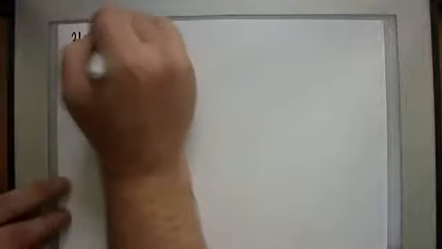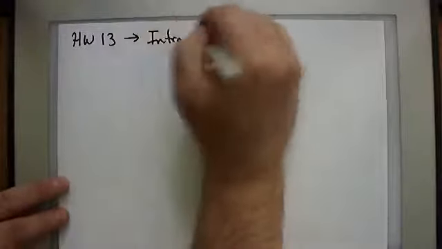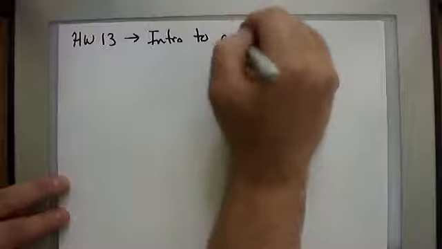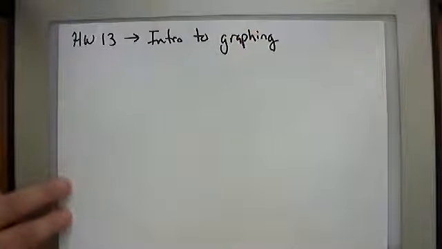All right, all. This is homework 13. Probably going to be the shortest homework we have in the semester. It's called Intro to Graphing. It's not even graphing, really. We'll do a little bit of graphing, but mostly just intro to kind of the vocab behind it.